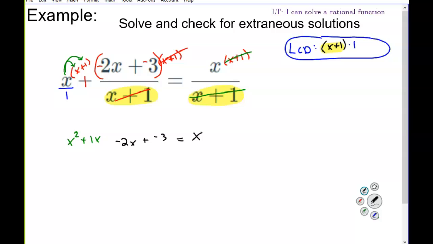So actually, here's a small hint for solving this one. Instead of combining all my like terms right away, see how there's this x on the right side? If I subtract an x here and here, those are gone. So it actually helps simplify just a little faster.